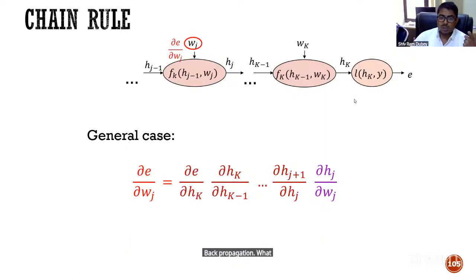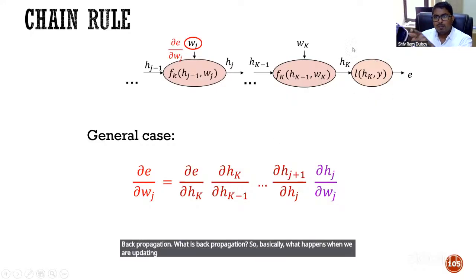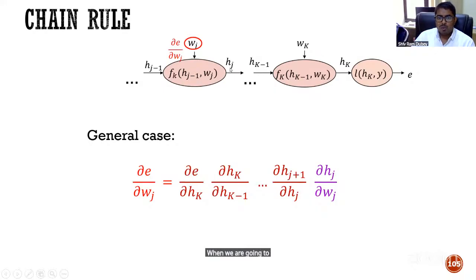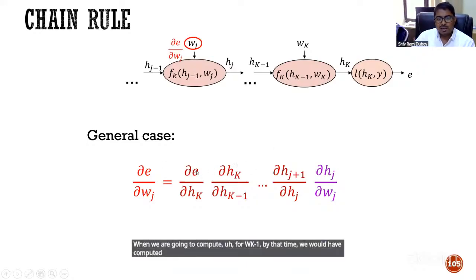What is backpropagation? When we are updating Wk, by that time we would have computed del E divided by del Hk. When we are going to compute for Wk minus 1, by that time we would have computed this del E divided by del Hk into del Hk divided by del Hk minus 1. The same thing will be passed to the previous layer, and del Hk minus 1 divided by del Hk minus 2 will be multiplied there and passed to the previous layer again. That is called backpropagation.